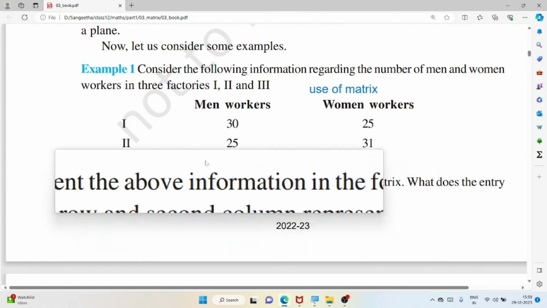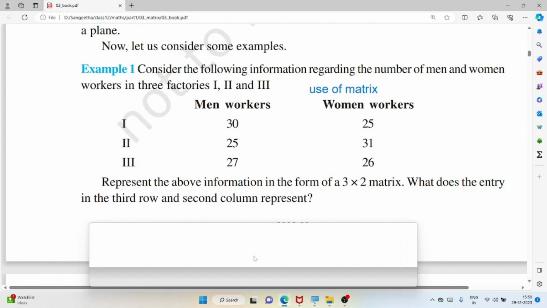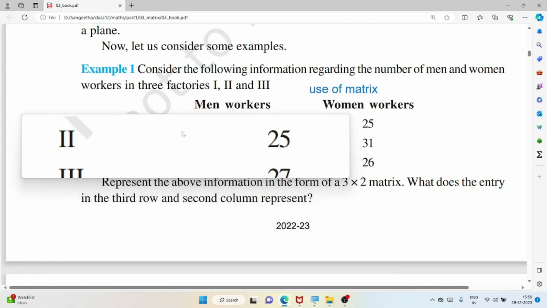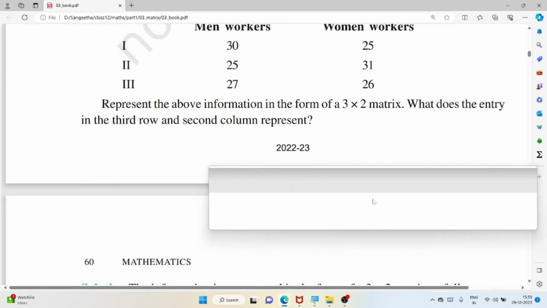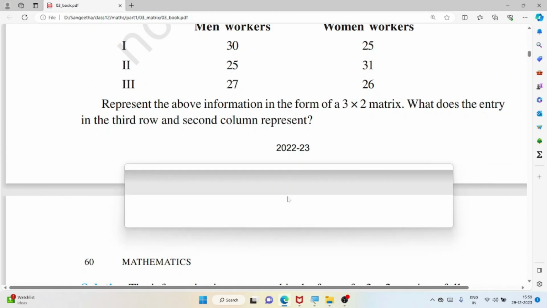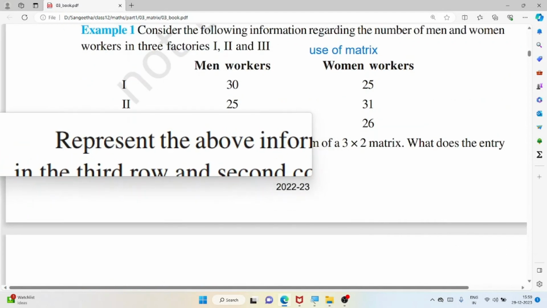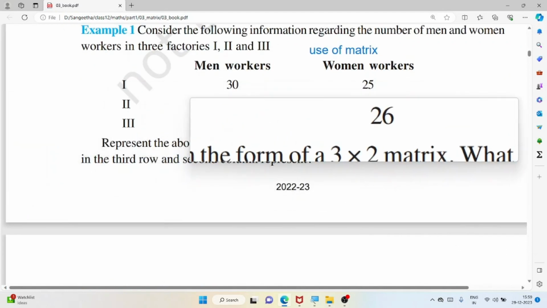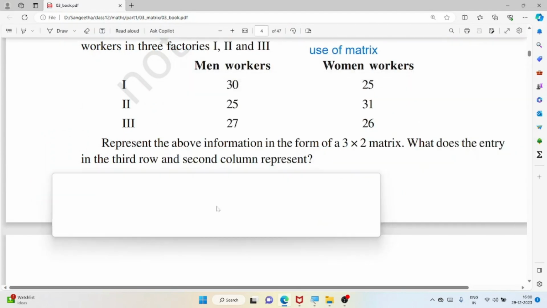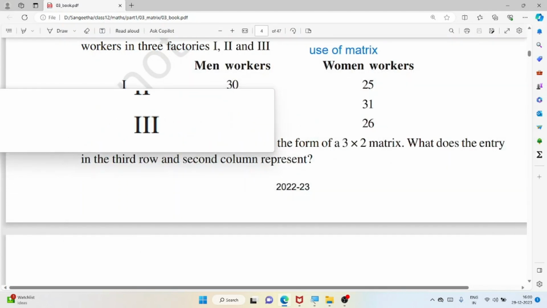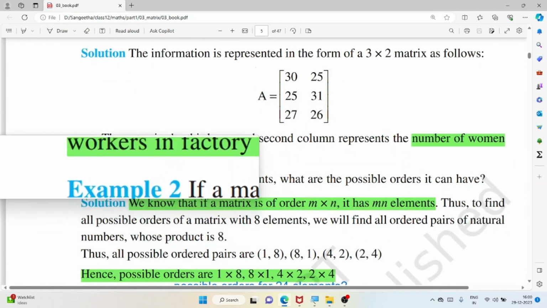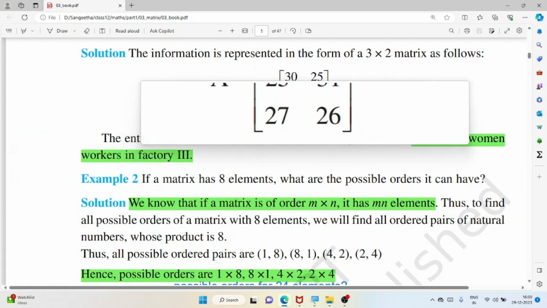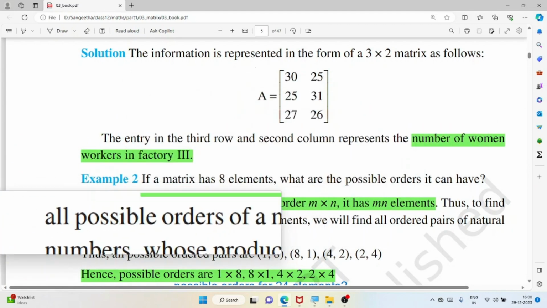So now the given data is organized as men workers and women workers in the various factories 1, 2, and 3. What does the entry of the third row and the second column, 26, represent? This is the number of women workers in the third factory. Third row, second column.